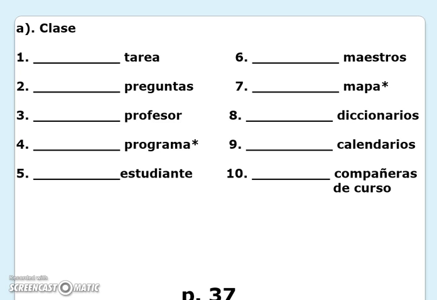All right, on page 37, we're going to go through and do some examples. I want you to fill in the correct word, el, la, los, or las, that is appropriate for each of these words. Now remember, number 7 has an asterisk, and so does number 4, has the little star next to it, so remember what that means. And number 10, you have three words, compañeras de curso. So you have to make a judgment call as to which one it is. Pause the video and answer these 10, and then check your answers.